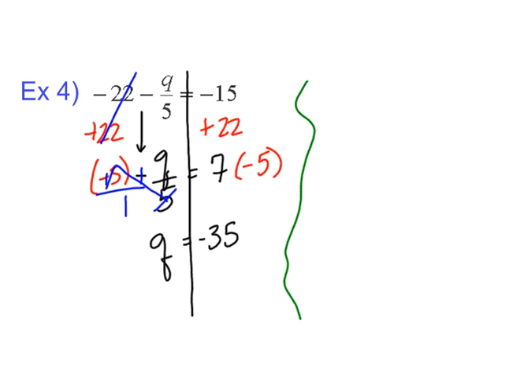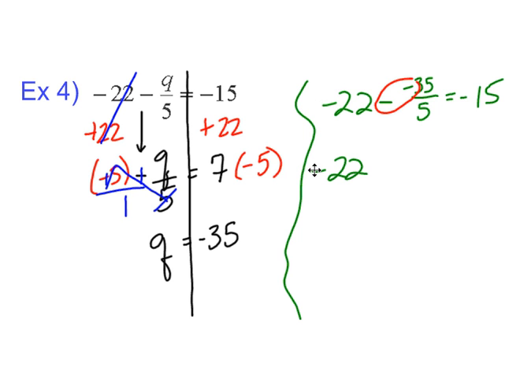We're going to check our solution. Negative 22 minus, and in the q spot, we're going to put negative 35 divided by 5 equals negative 15. A lot of negatives, but we're just going to take it one step at a time to resolve it using order of operations. First of all, let's get rid of these 2 negative signs. We know that a negative times a negative is a positive. So let's change that. Negative 22 plus 35 divided by 5 equals negative 15.